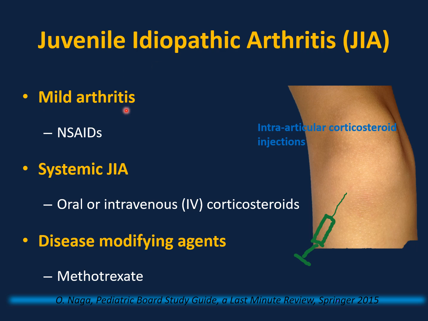Treatment of juvenile idiopathic arthritis. Mild arthritis, simply you can give non-steroidal anti-inflammatory drugs, for example ibuprofen. For disease limited to one joint, you can use intra-articular corticosteroid injections to save the patient the side effect of oral steroids. Systemic JIA is usually treated with oral or intravenous corticosteroids. For children who have more aggressive arthritis, they are usually treated with disease-modifying agents, for example, methotrexate, and this can be given once a week.